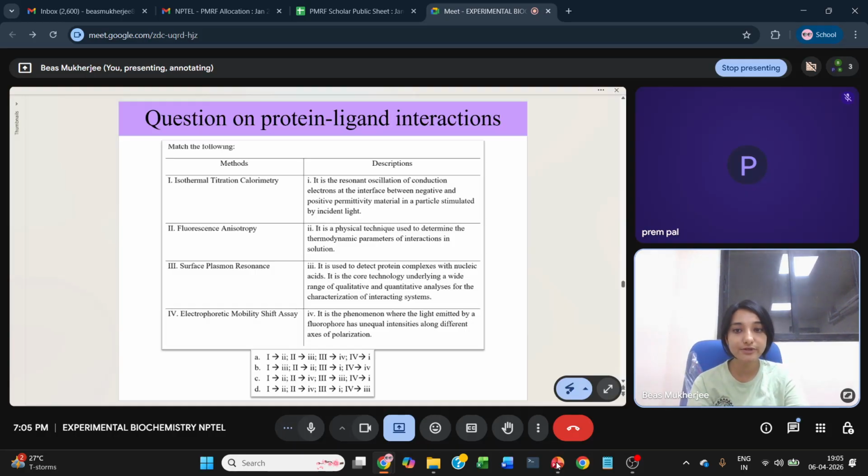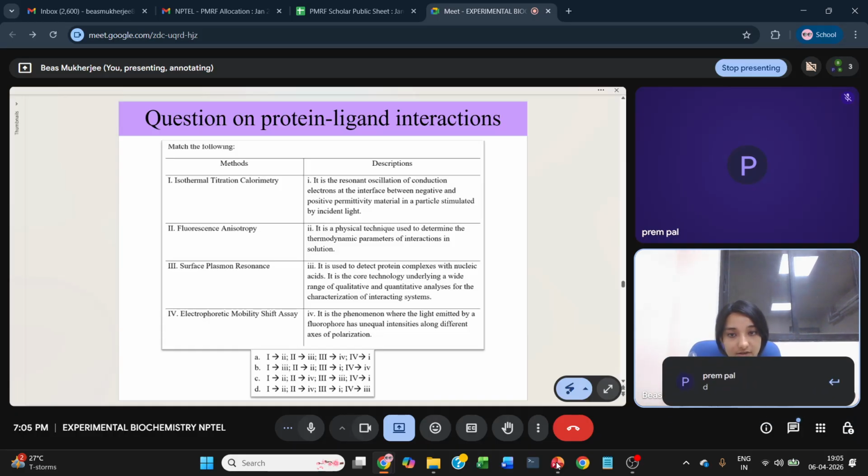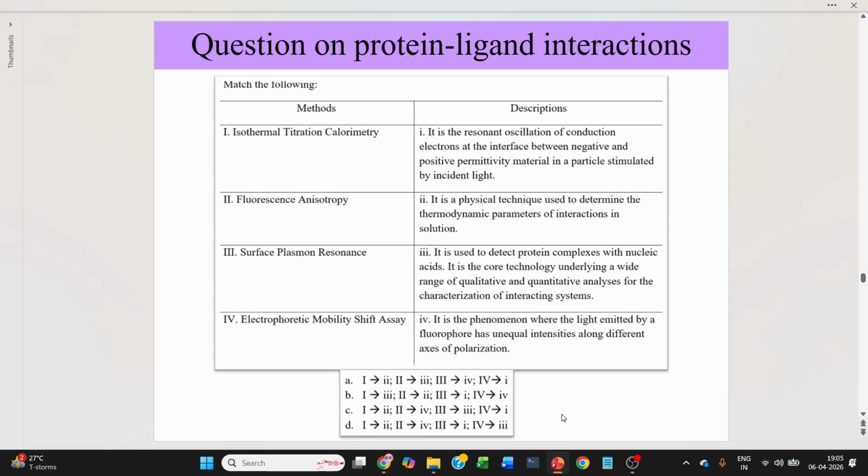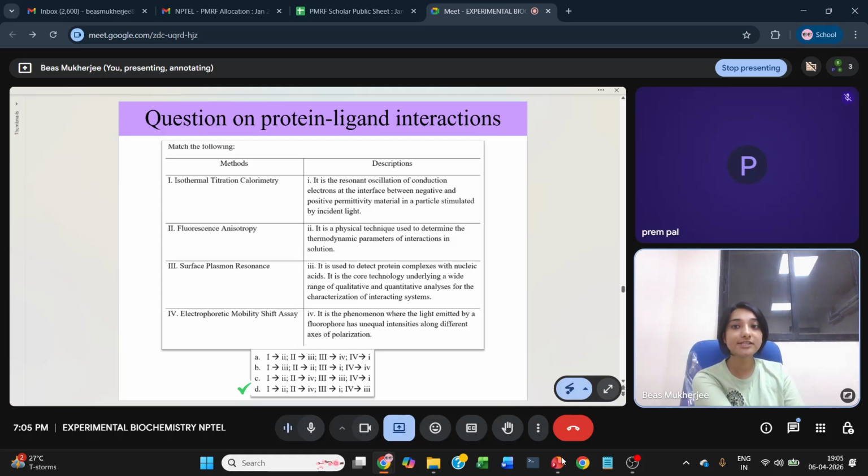So one should be which one? Okay, let's see the right answer. Yes, D is the right answer. Why? Because ITC will tell you everything about thermodynamic parameters. Good. The next one is fluorescence anisotropy. It should be 4, right? So axis of polarization, that is not there in any other technique.